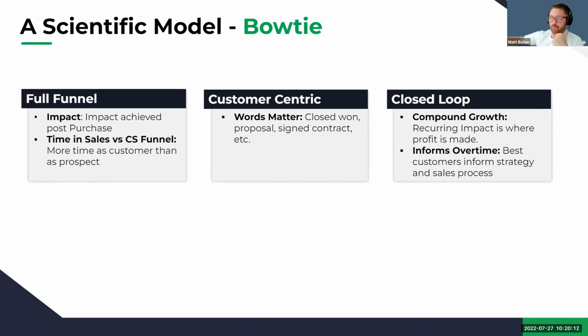But it's the compound growth. Reoccurring impact is where awesome happens. Reoccurring impact is where profit occurs. Reoccurring impact is our goal. We want people to love us a long time. Most people are not our family, but we want them to feel like they are. And then it informs over time. So we talk about how do we know what go-to-market motion is working? The feedback from our customers that we have reoccurring impact with, we take and we inform what's working on the other side. So that is a closed loop funnel.